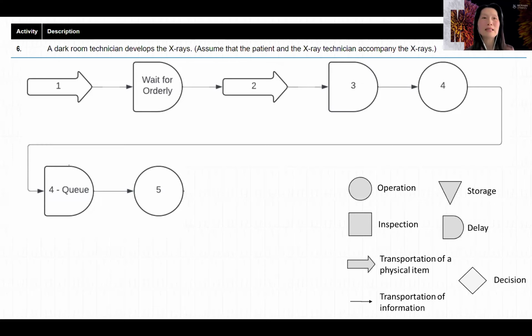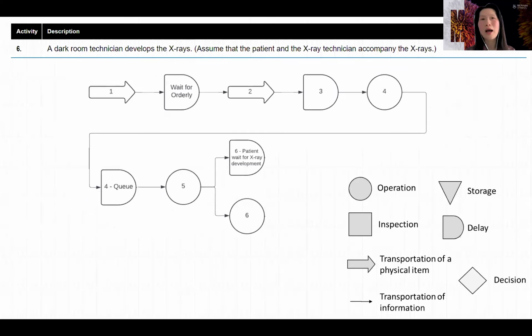The next one is about the darkroom technician developing the X-ray. However, at the same time, the patient and X-ray technician wait. Okay, so here we need to separate into 2 lines in parallel. While the technician developing the X-ray is value adding, it's an operation, the patient and the other technician waiting at the same time is waiting. It's a waste at the same time.